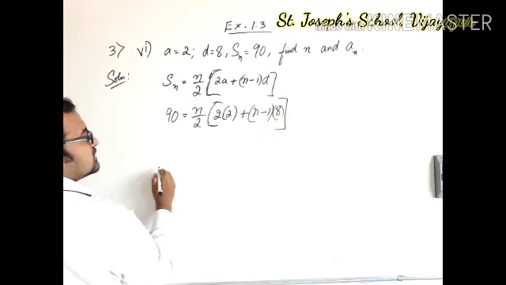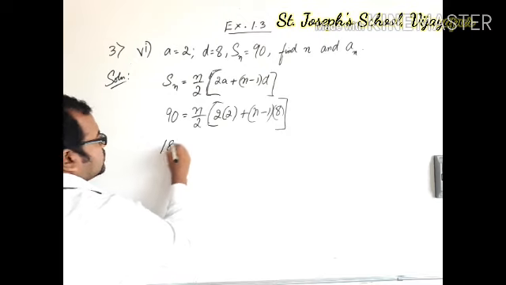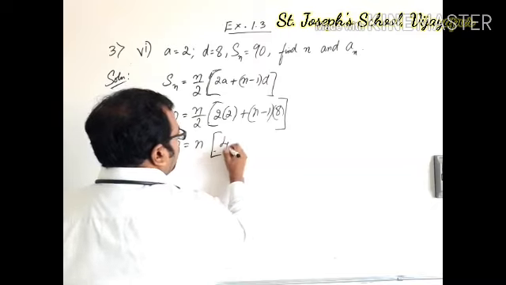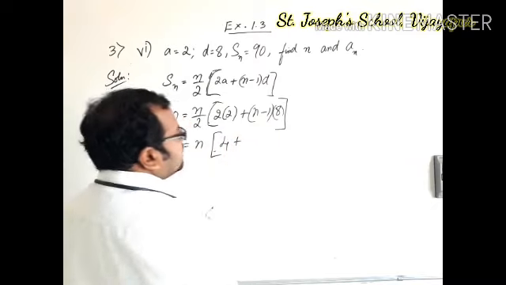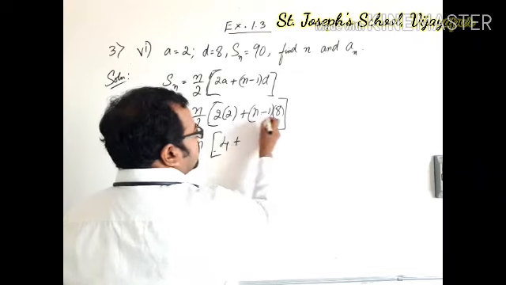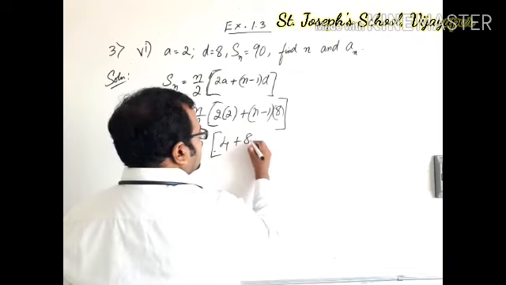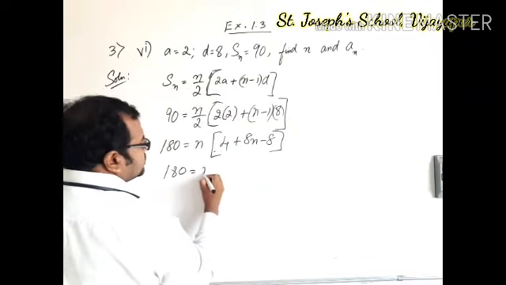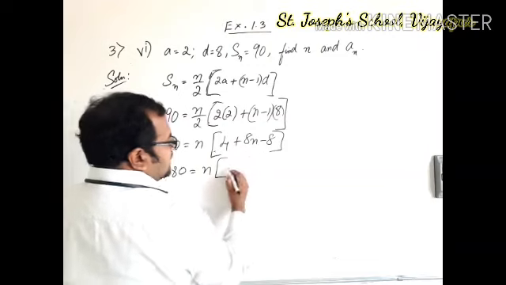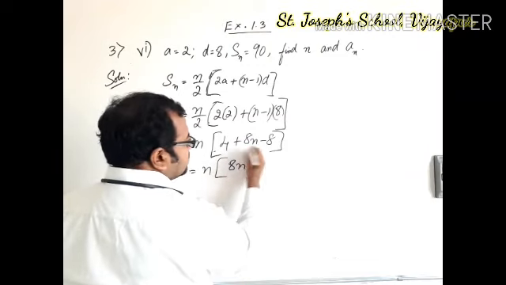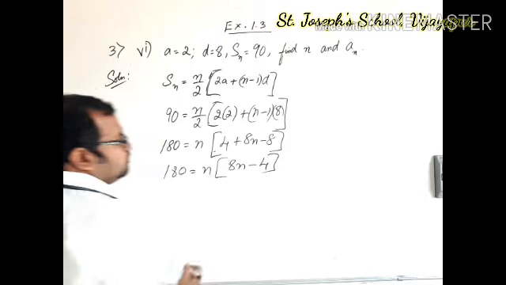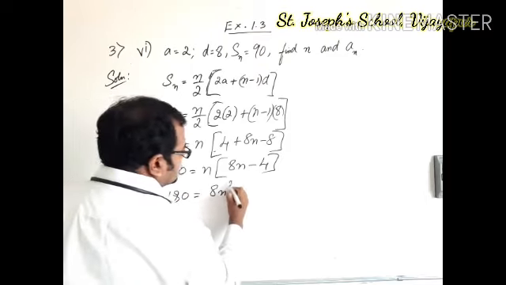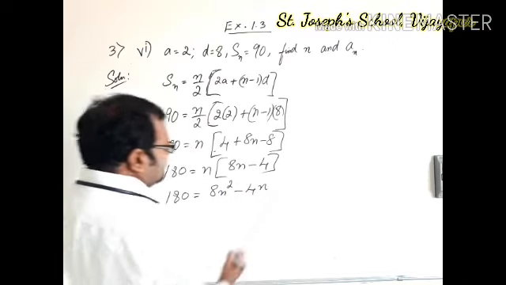Next, the 2 comes to the other side and becomes a product. 90 into 2, which is 180, is equal to n into (4 plus (n minus 1) by distributive law). 8 gets multiplied to both n and minus 1, so 8n minus 8. So further, 180 is equal to n into (4 minus 8). So 8n remains as it is. 4 minus 8 is minus 4.